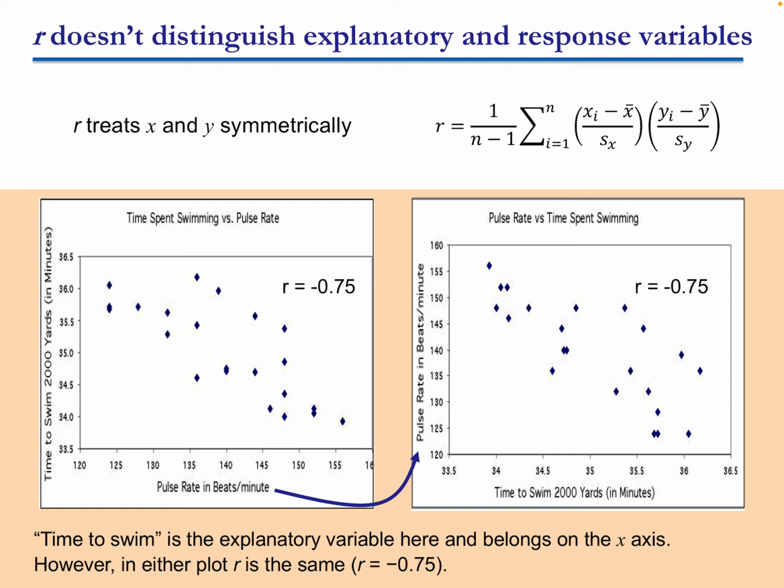The reason for that is that with correlation, the calculation doesn't care which of the two you consider to be the explanatory or the response. Here we could do pulse rate in beats per minute as the x-axis and time to swim 2,000 yards on the y, and you get an r of -0.75. Flip it around the way it should be, time to swim 2,000 yards, which explains pulse rate, and you get the same correlation coefficient. Time to swim is the explanatory variable here, and it would belong on the x-axis, but you could plot it the other way, and the calculation would still come out exactly the same. So that's what I mean by r not distinguishing between the two types of variables.